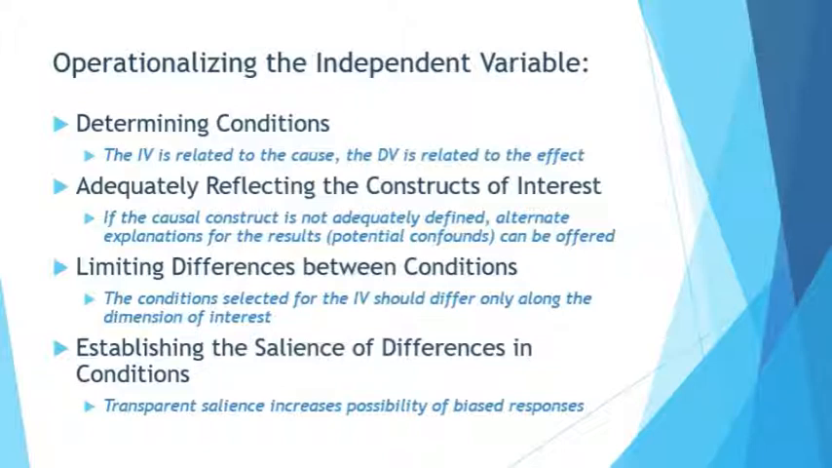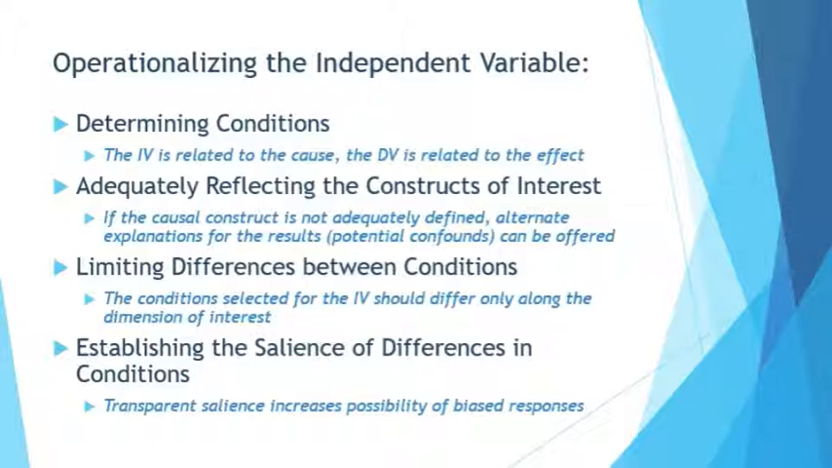First, we have to determine the conditions or levels of the IV. The conditions of the IV are determined by the researcher. This determination is often referred to as the experimental manipulation because the researcher manipulates the IV to determine what effect it has on the DV. Next, adequately reflecting the constructs of interest.